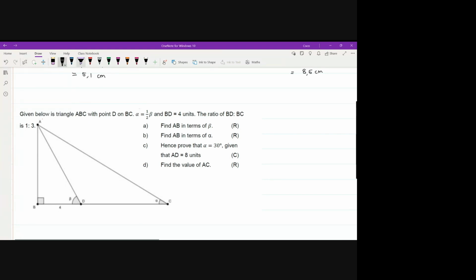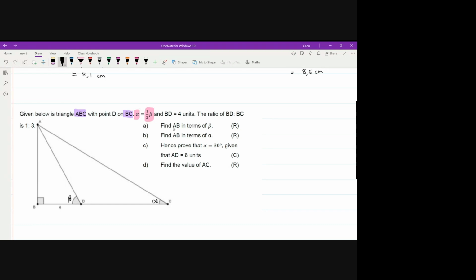It says here, given below is triangle ABC with point D on the line BC. Now, this tiny little funky looking A actually stands for alpha, right? Now it says that angle alpha is half of beta. I'll make it a little bit more visible. This is beta and this is alpha. So they're saying that angle alpha is half of the size of angle beta, right? The B stands for beta.